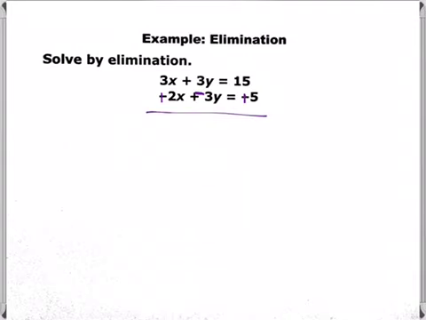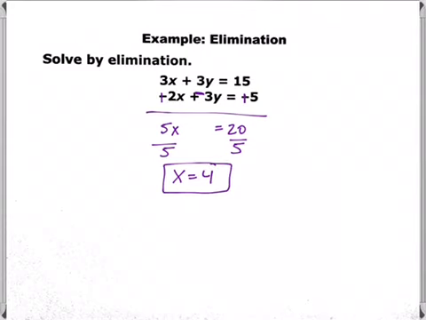So now we can eliminate straight down. So 3x plus 2x is 5x. 3y, negative 3y is just 0. 15 and positive 5 is 20. We're now going to divide both sides by 5, and we get x equals 4. We still need to find out what y equals, so we're going to solve the first equation for y by plugging in what we know for x.